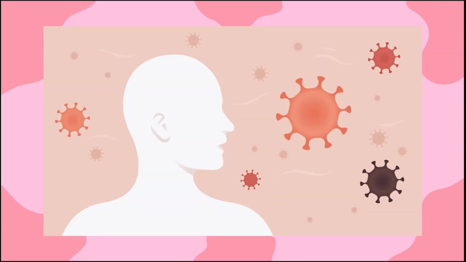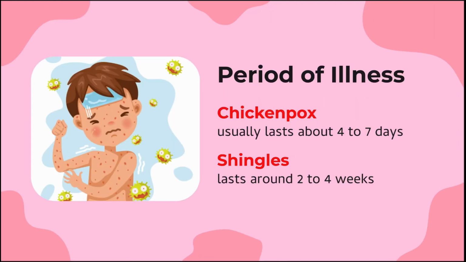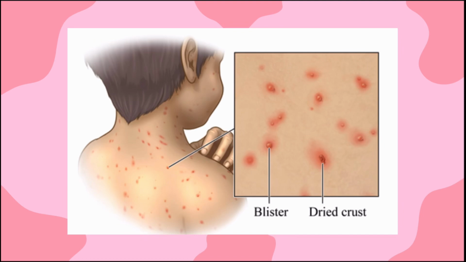The portal of entry for chickenpox and shingles is primarily via the respiratory route, which is by inhalation of aerosols from vesicular fluid of skin lesions of varicella or herpes zoster. The incubation period for chickenpox and shingles is 14 to 16 days after exposure to the virus. Chickenpox illness usually lasts about 4 to 7 days, while most cases of shingles last around 2 to 4 weeks. People who are infected with VZV are highly contagious a few days before symptoms appear and during blistering or rash outbreaks. One is usually contagious until their last blister has scabbed over.